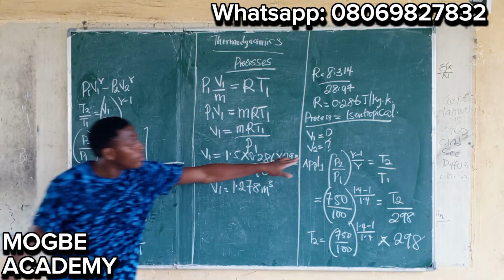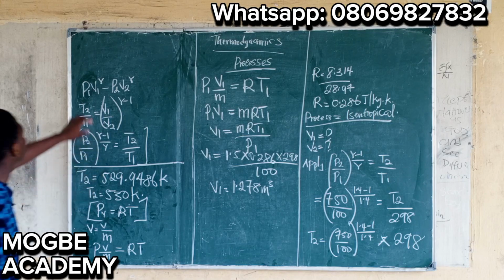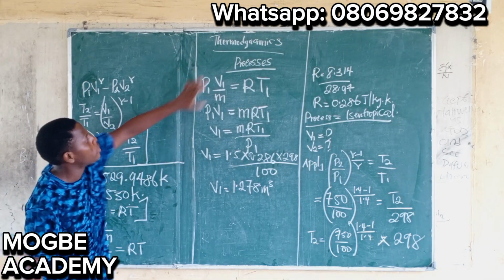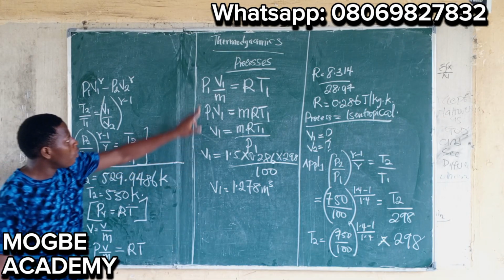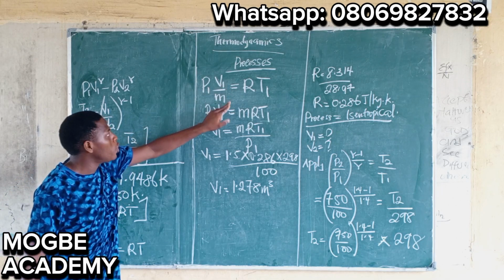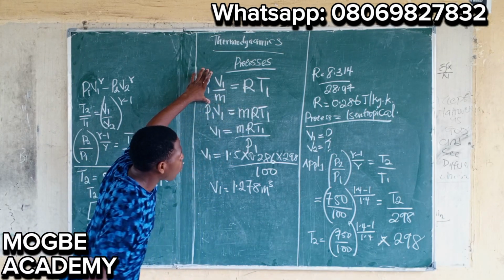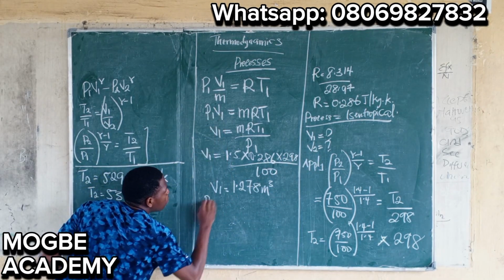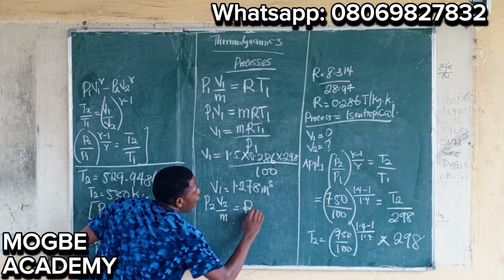Can we calculate V2? We can calculate V2 using this formula, or we use the same approach here. You can use this concept. You understand? We know P2. We don't know V2. We know mass. We know the gas constant. We know T2. So using the same concept, to calculate V2, you can use P2 V2 over mass is equal to RT2.